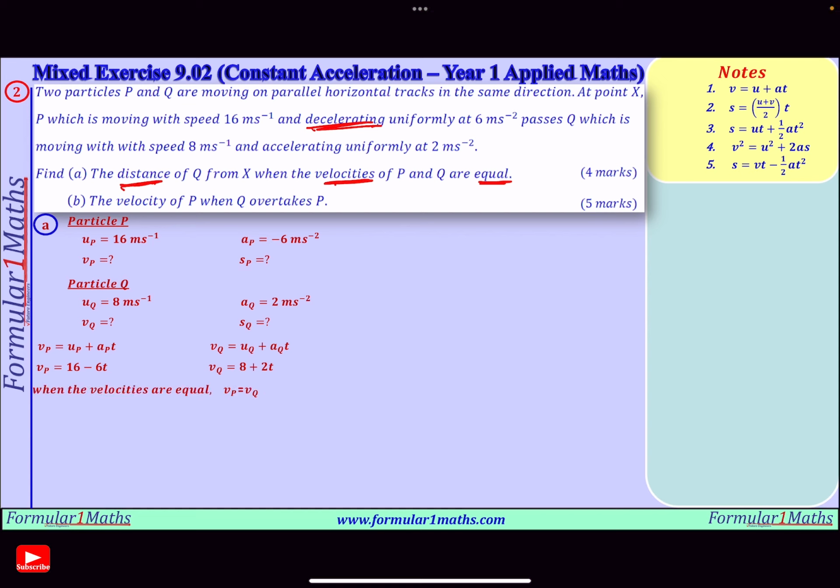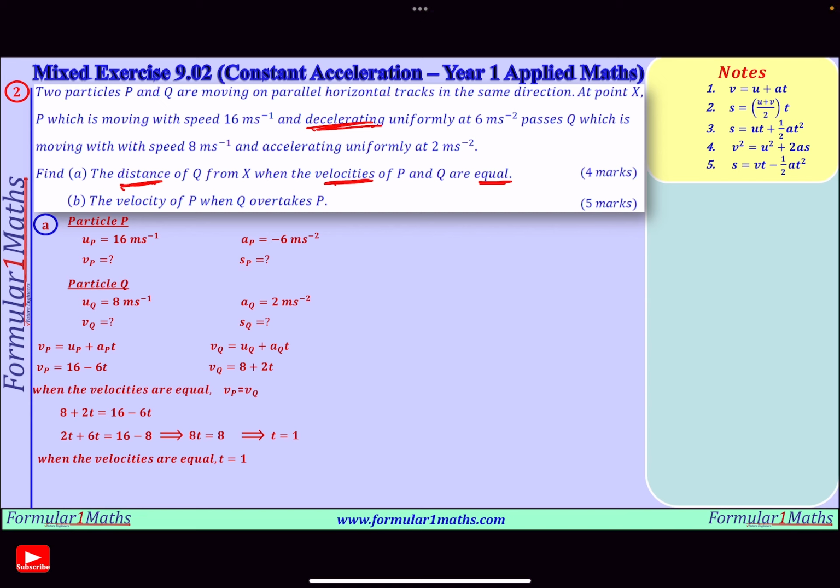So when the velocities are equal, Vp equals Vq, so we equate them as follows. And then we solve for t, and we get t equals 1. That means that at time t equals 1, the two particles have the same velocities. But we want the distance of q. So we are going to find the distance of q when t equals 1.